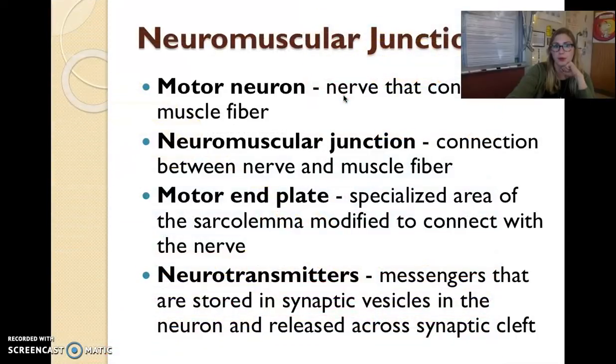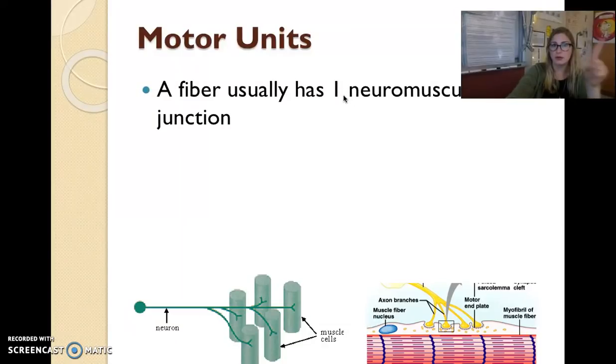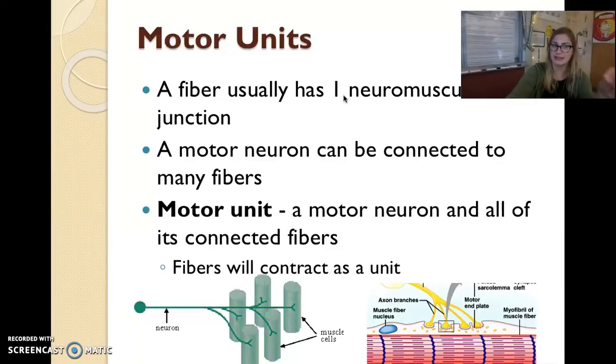Okay. So, motor units. We're going to talk about this, and then I'm going to start another video. Motor units, normally one fiber for one neuromuscular junction. However, many motor neurons can be connected to many different fibers. This is confusing. So, what we're doing here is we are connecting one motor neuron to many different fibers so that all of those fibers contract as one.